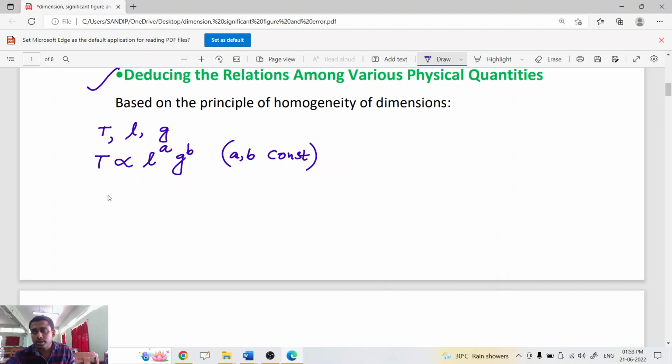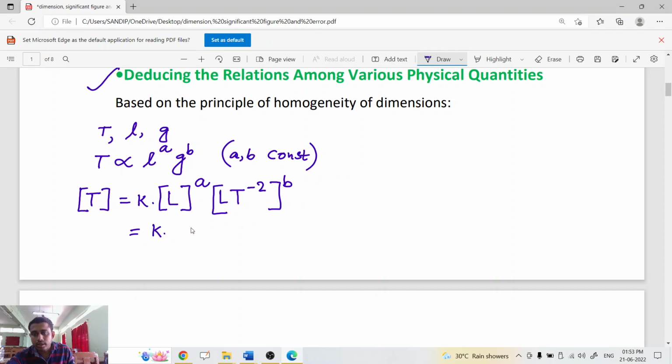First, time period is actually time, so the dimension of time period is T. So T is equal to a constant k into l, meaning length, so the dimension of l is L to the power a, and g means gravity, that is acceleration, so the dimension of g is L T to the power minus 2, to the power b. If we solve the right side, we get k L to the power a plus b into T to the power minus 2b.